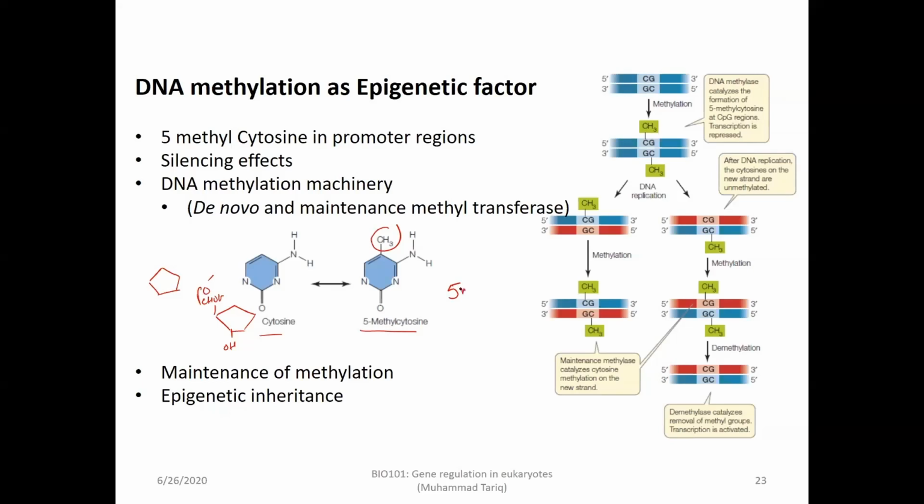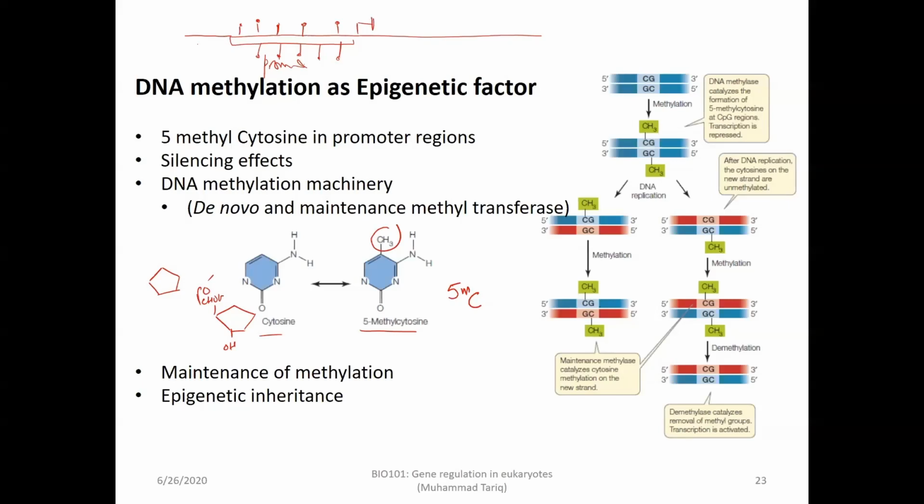We also write it like this. This was an interesting discovery, that cytosine can be covalently modified, covalent modification of cytosine. It was not enough. They discovered that if you have a gene, let's say this is the promoter region of the gene, and if cytosines in the CG context get methylated, this gene is going to be silent.